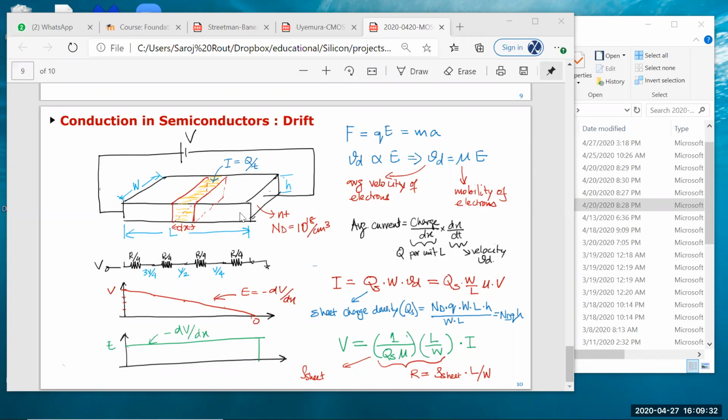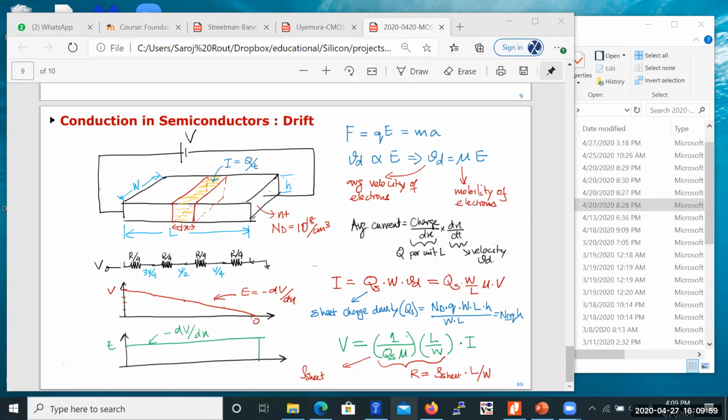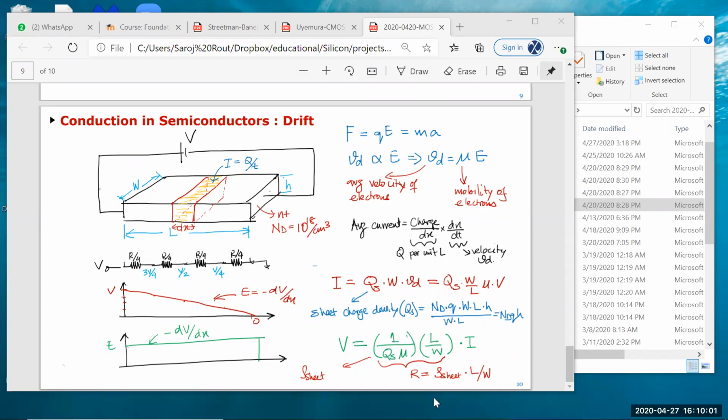Directly proportional to L, because if I increase this L by 2x, then my electric field will drop by 2x, because that's proportional to the slope of this. So I increase my dx by 2x, that means this will drop by 2x. That means the velocity will drop by 2x, and your current will drop by 2x. So that's why it is proportional to L. Okay. So this was kind of the background material for getting into the MOS operation.